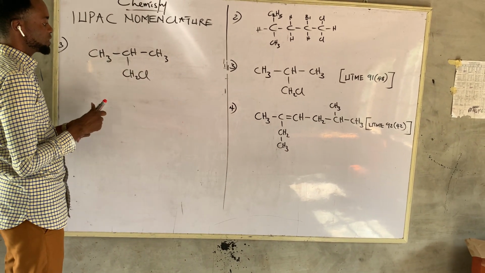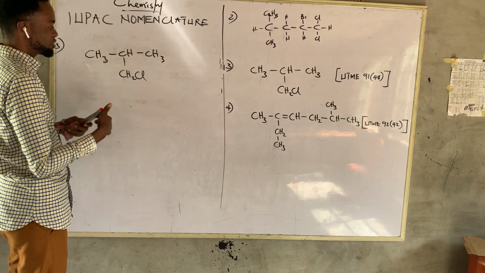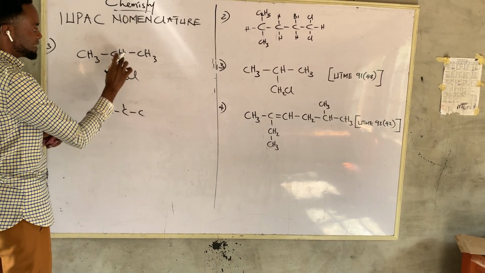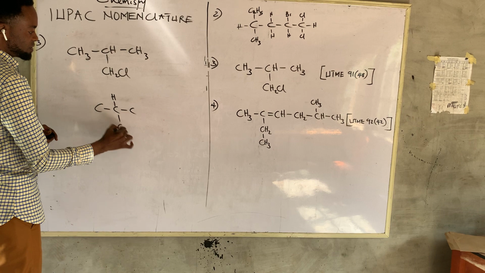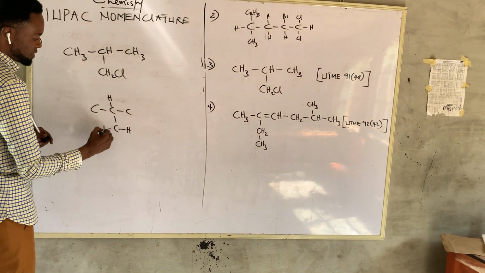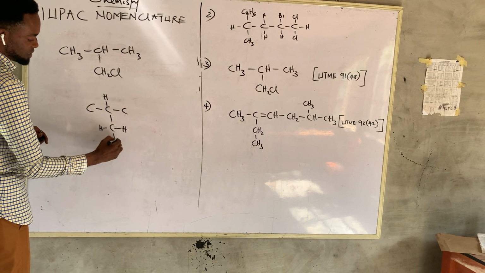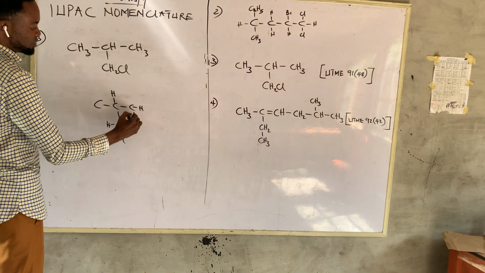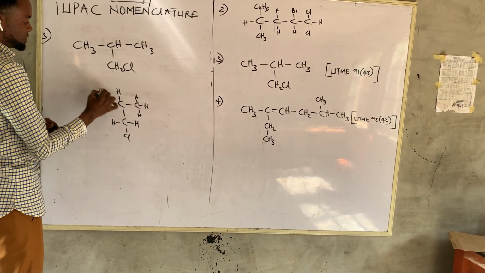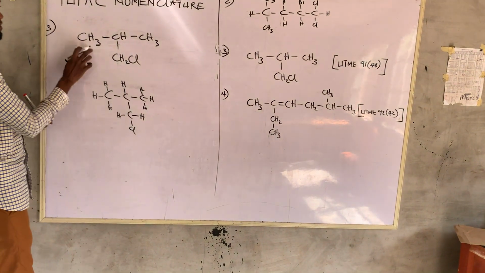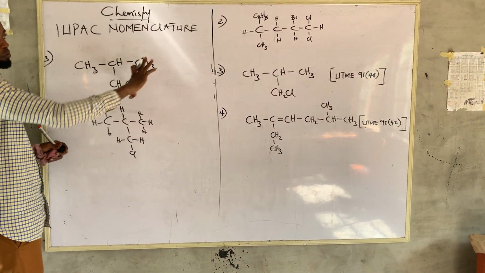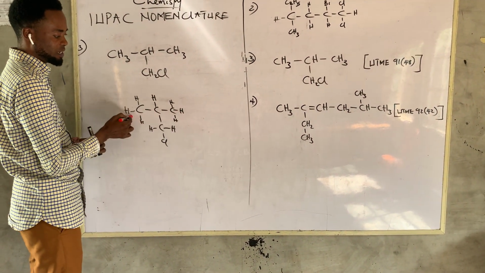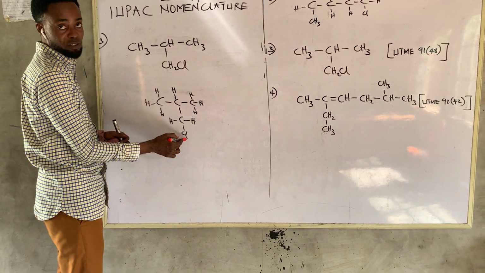So the best thing is to pick the longest chain from here, because this compound can be rewritten with this C, this H, this C, then this H, and Cl, that is 2 hydrogen, 1 chlorine, then CH3 and CH3. So this is the same thing as this. This is just to manage the space. With that, it will be wrong to number from here. This is having an attachment, so you have to number from here.